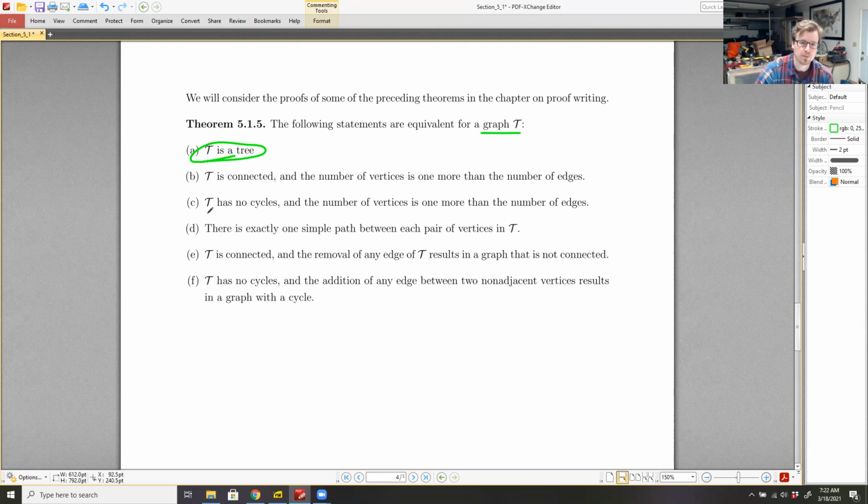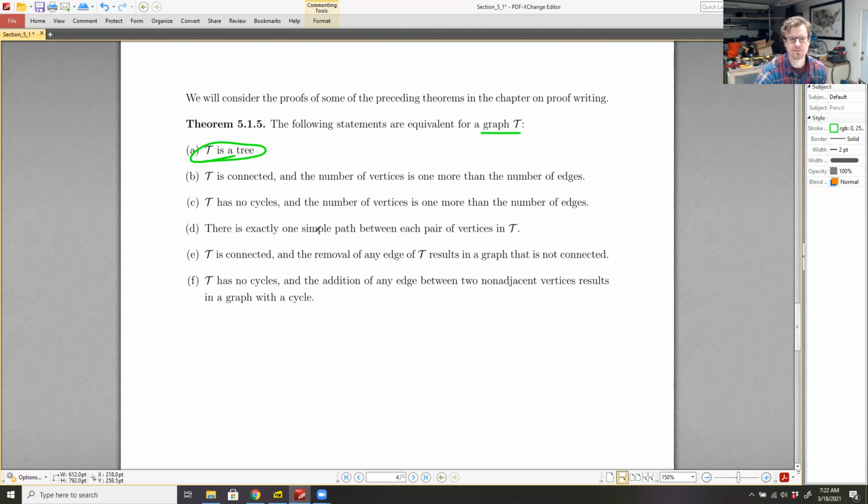All right, we could also give it simply as a tree is any graph where there is exactly one simple path between each pair of vertices in the graph. That's equivalent to being a tree. If there's exactly one simple path, then of course we're not going to end up with any cycles. And since there is a path, right, we have that it's connected.